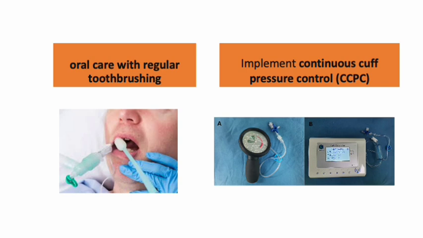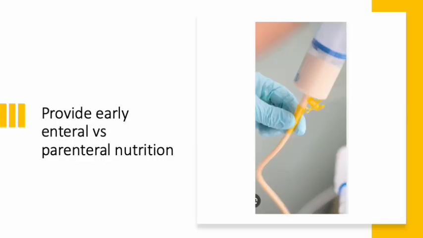We must perform regular oral care with toothbrushing and use devices that maintain cuff pressure consistently, aiming to keep the secretions above the cuff and prevent its aspiration. Initiate enteral feeding early rather than parenteral nutrition, as this supports gut integrity and immune function and prevents the translocation of the bacteria through the gut mucosa.